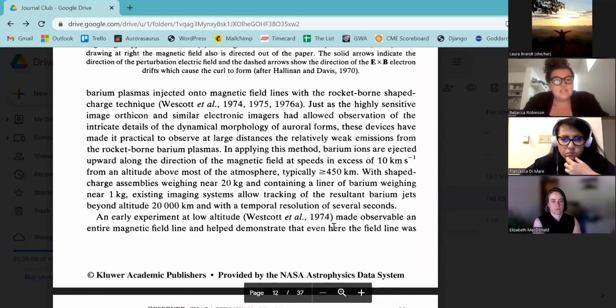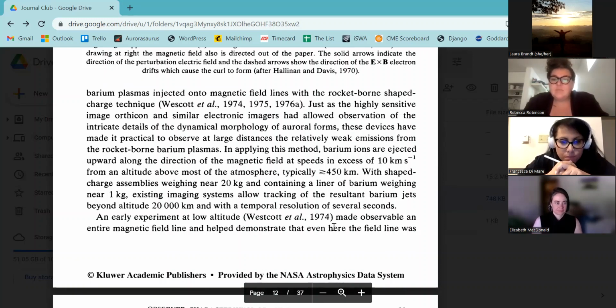Just as the highly sensitive image orthicon and similar electronic imagers have allowed observation of the intricate details of the dynamical morphology of auroral forms, these devices have made it practical to observe at large distances the relatively weak emissions from the rocket-borne barium plasmas.